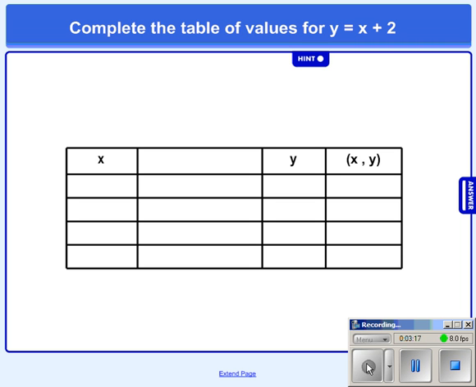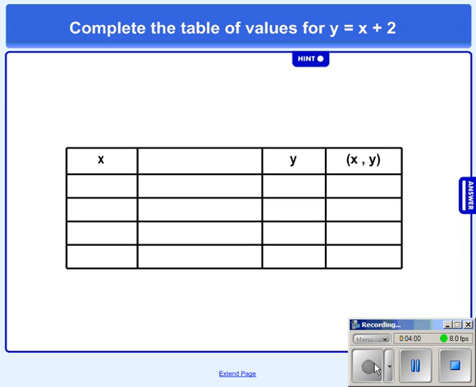In order to plot points on a coordinate grid, what do we need to know? We need to know what they both equal. So what we use to solve this is a variation of numbers. We're going to use different numbers to represent what they are. We know that y equals x plus 2. In order to figure out the numerical value of y, we need to know what x equals.